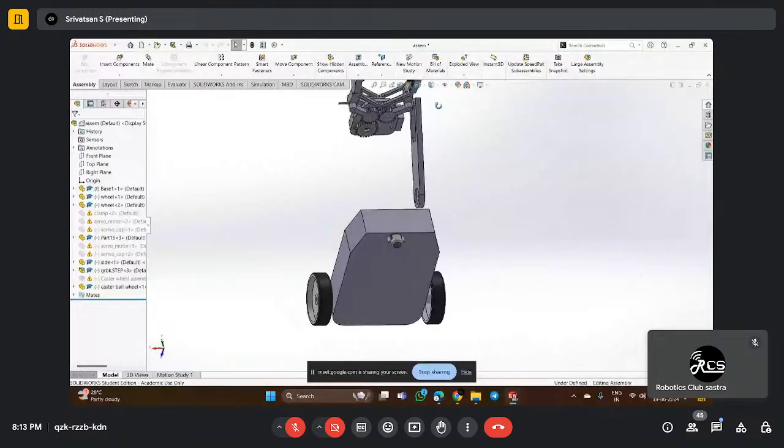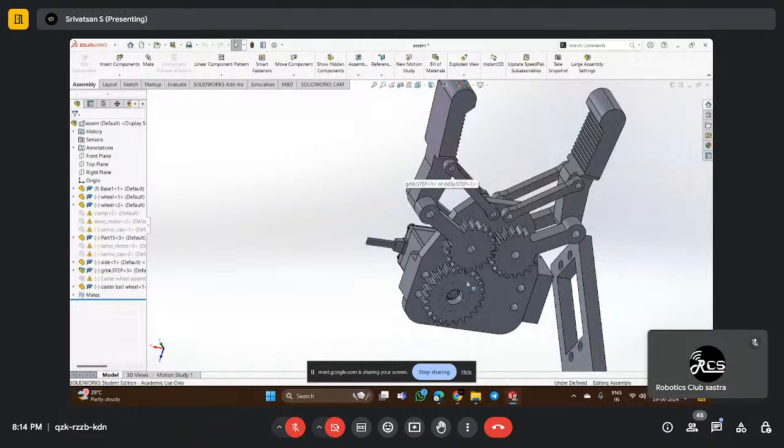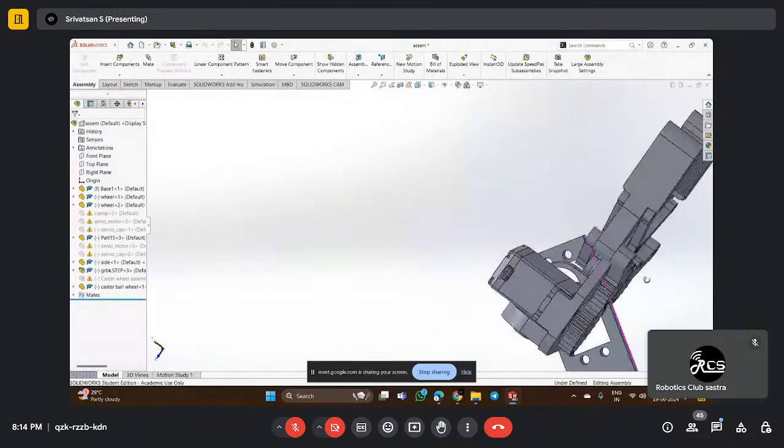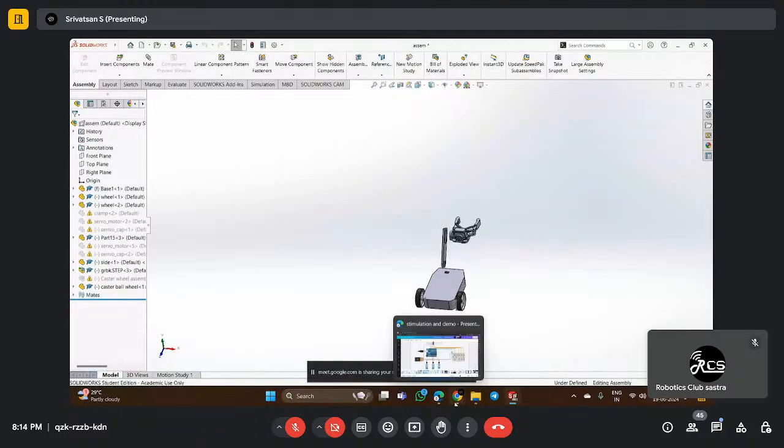The gripper is connected with the gear assembly for the opening and closing. If the gear rotates clockwise, then the gripper opens. If the gear rotates anti-clockwise, then the gripper closes. Hope you all have understood the motor setup. If you have any queries, do post in the chat box.